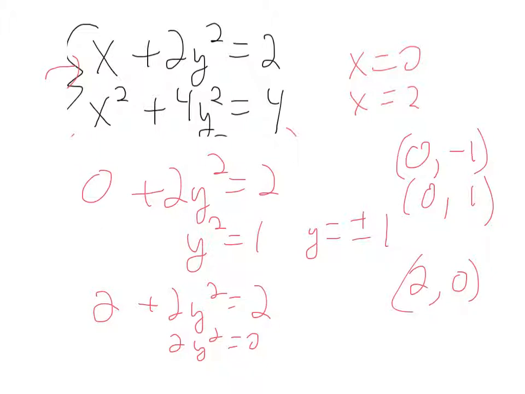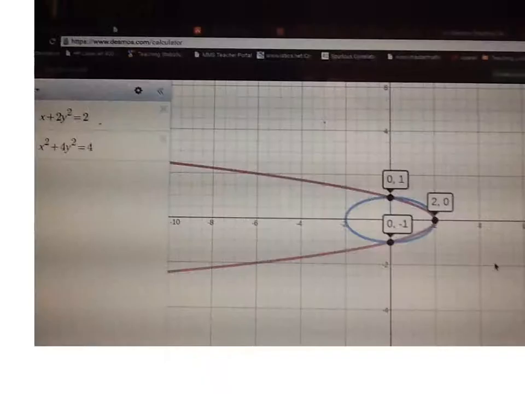Now, we should graph these to check. I went out to Desmos, put the first equation in the first line, the second equation in the second line, and notice that is where those points intersect. So I did it correctly. And so that's another way of solving using elimination.